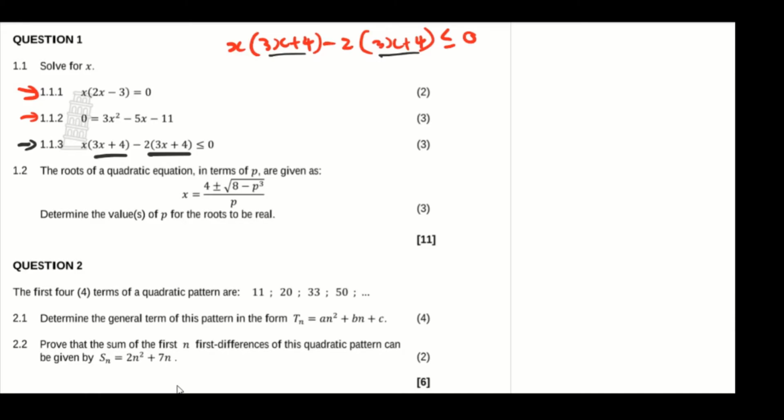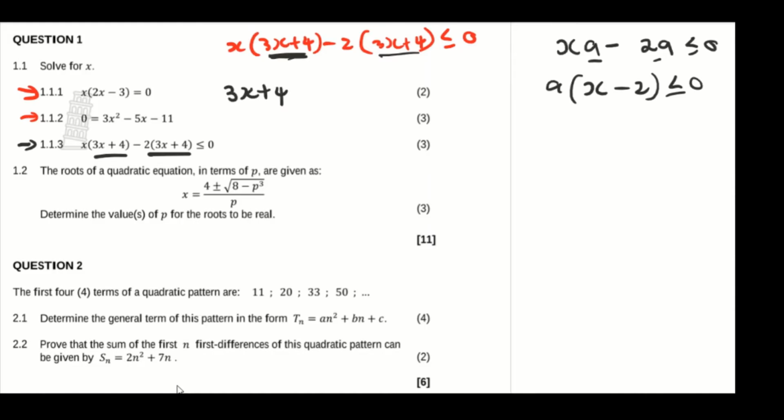It's almost like we have, let's say, x times a minus 2a, less than or equal to 0. So what's common here? It's a. A is common, so you take it out and remain with x minus 2, less than or equal to 0. That's basically what we're doing. We're going to take out this 3x plus 4, and what remains inside is x, which is this one here, minus the 2, which is this one here, so it's less than or equal to 0. You can just put the brackets like this. So now we have something that looks like this.